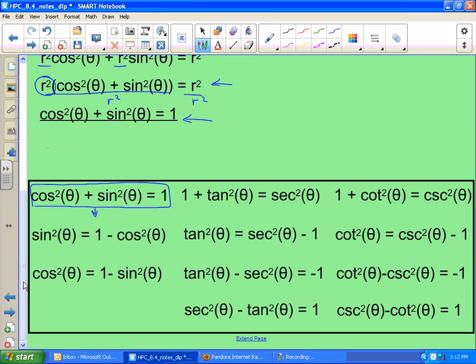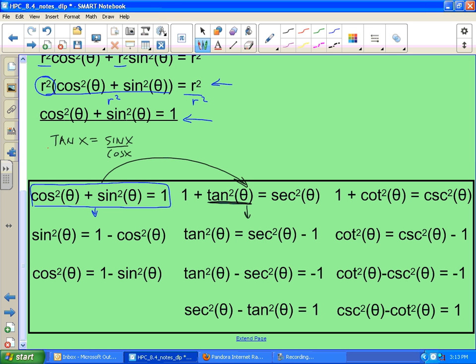All right, what about going this way? How did we take this and develop this equation and then subsequently the ones below? Well, what we did here is I took the cosine squared theta plus sine squared theta equals 1, and I'm dividing it by one of those trig values. And to end up with a tangent, remember, is a sine over a cosine.